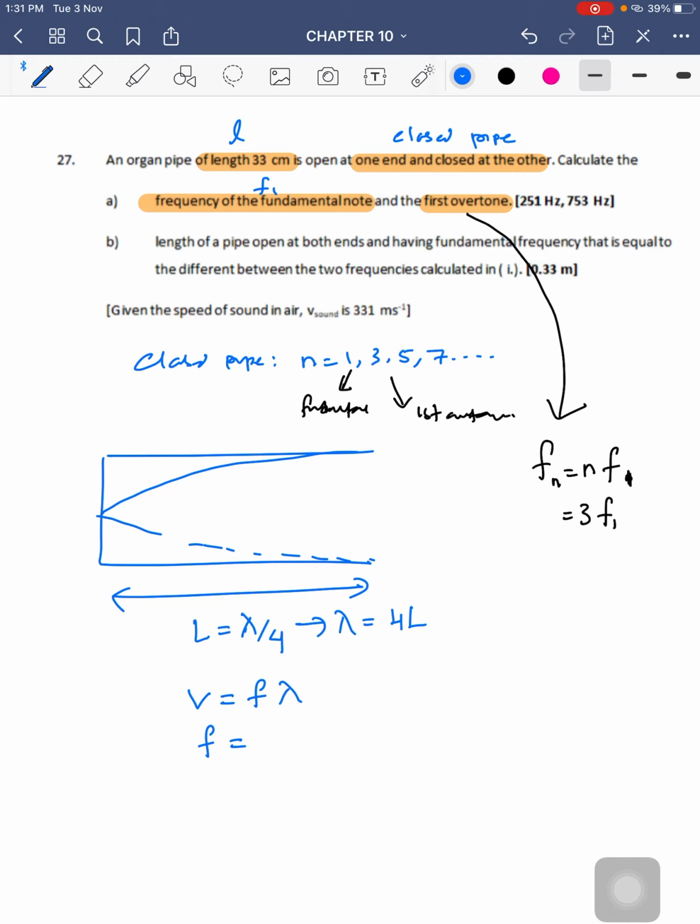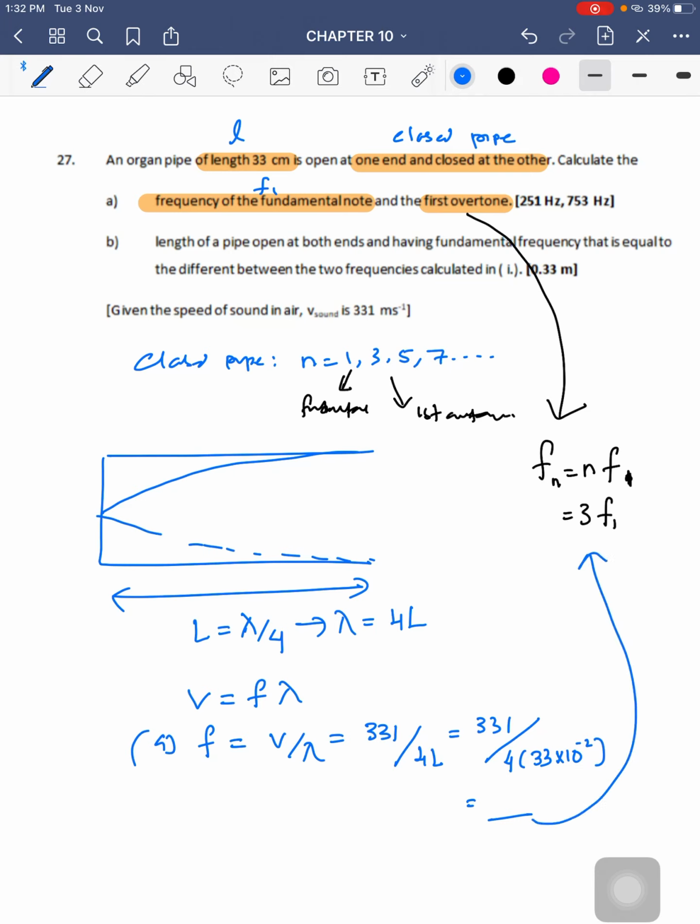Kita nak cari frekuensi, so V bahagi dengan lambda. V ini sebab kita guna pipe, so V ini adalah daripada speed of sound, which is given 331 in the equation. So 331 bahagi dengan lambda, which is here 4L. So substitute the value, the length is 33 cm. Remember that to change it to the unit of the meter, then you will get the answer. So that one for part A. Okay, and then use that frequency to find the first overtone.